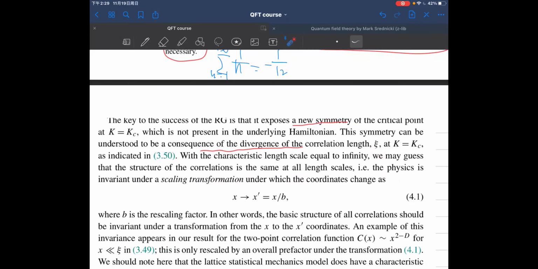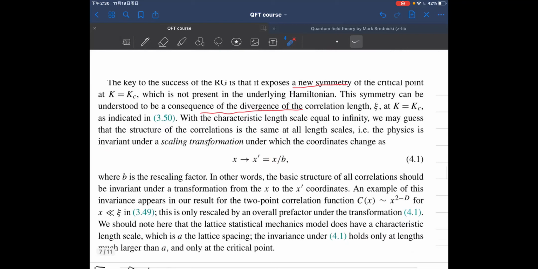Maybe I think that is right. So the characteristic length scale equals infinity. So the physics becomes invariant under scaling transformation. So the new coordinates are the old coordinates divided by b, the scaling factor.